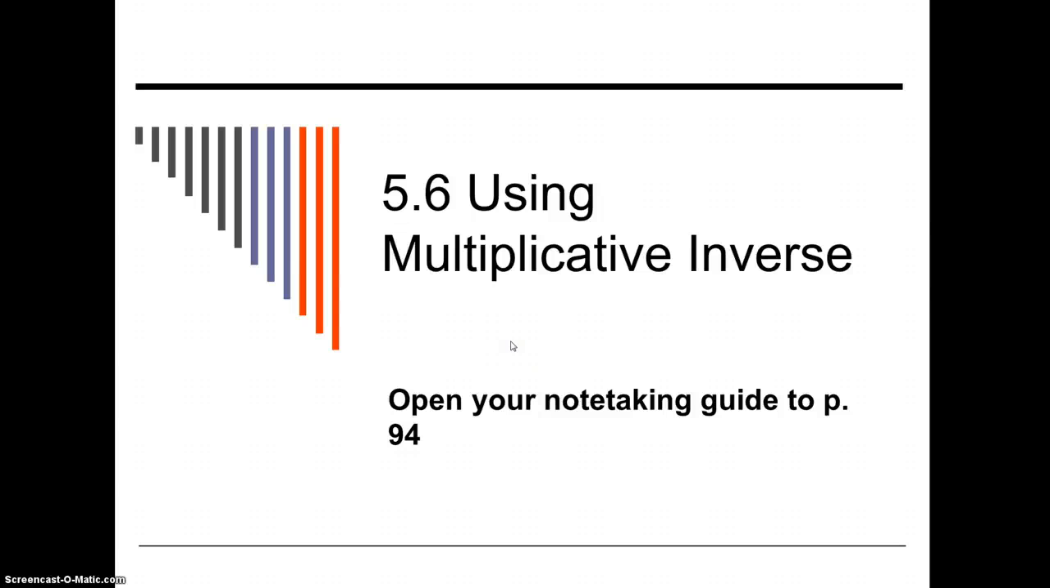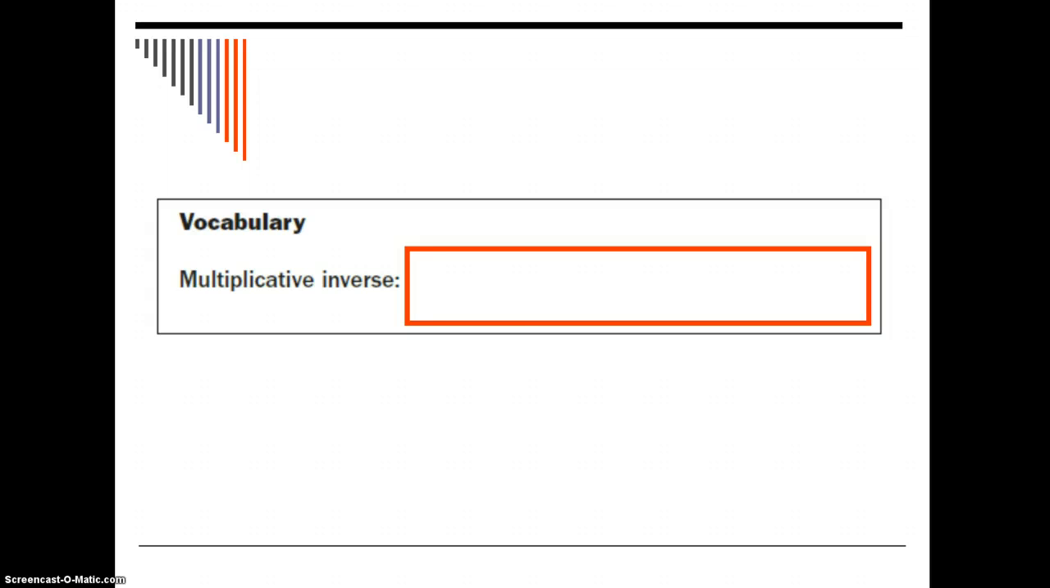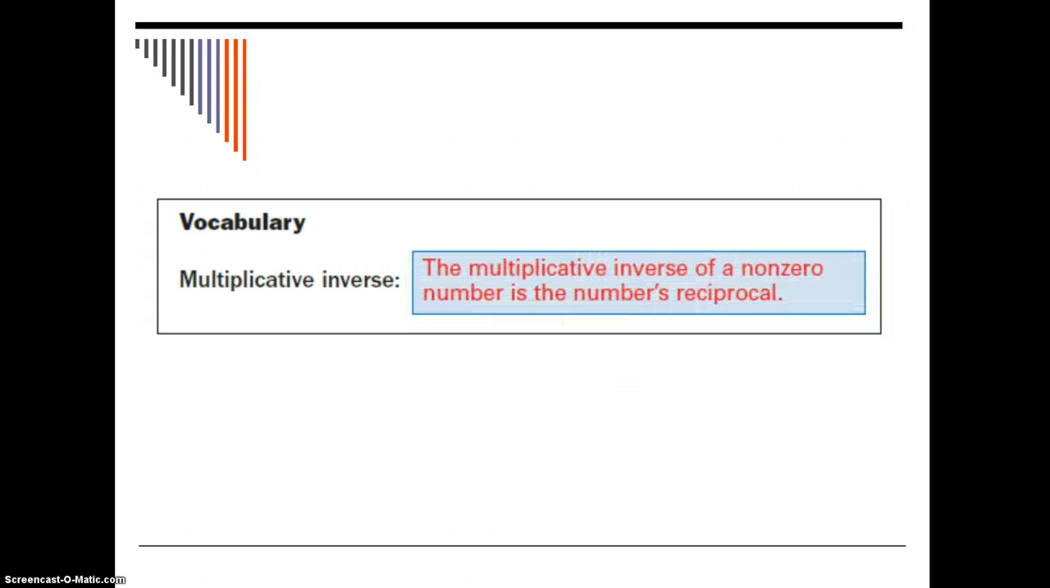Lesson 5.6, using multiplicative inverse. Multiplicative inverse is the number's reciprocal. It's really all you need to write down, that it's the number's reciprocal. It's really just another name for reciprocal. So for example, for 2/3, the multiplicative inverse would be 3/2.